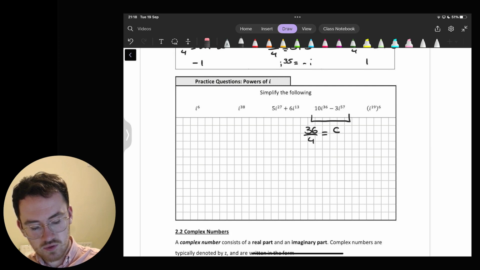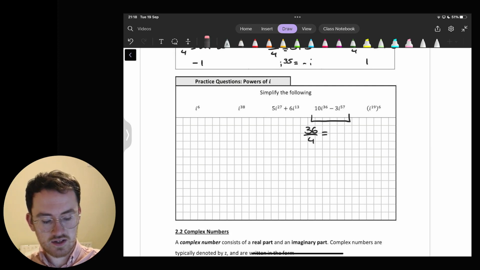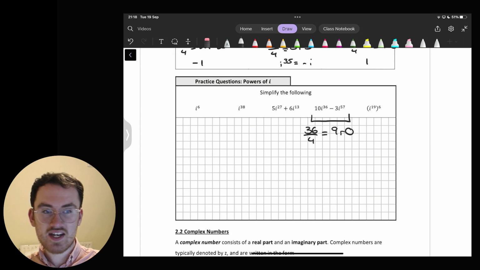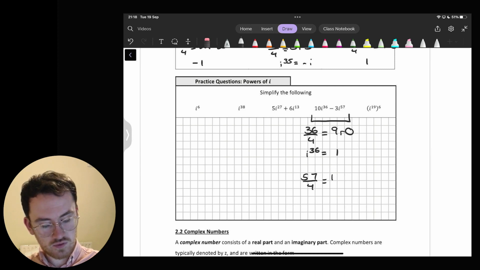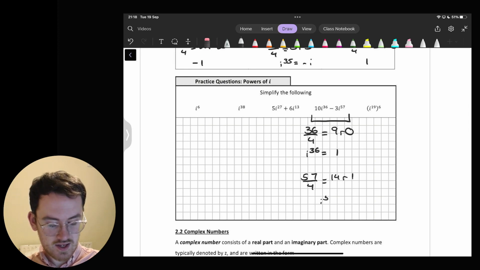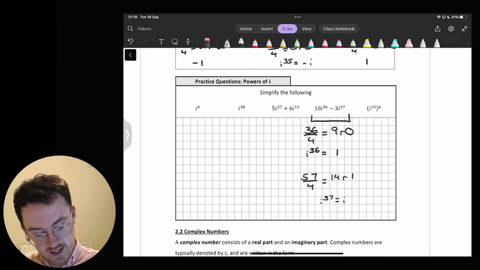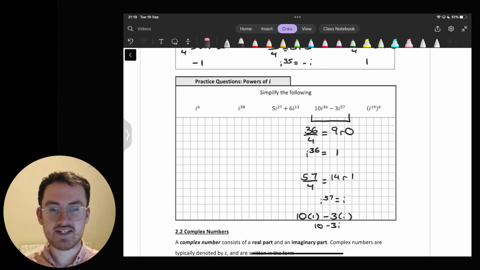36 divided by 4 is 9, remainder 0, I should say. So it divides in nice and evenly, which means i to the power of 36 is just going to be 1. 57 divided by 4 is going to give me a value of 14, remainder 1, which means I'm going to have i. So i to the power of 57 is i. So I get 10 by 1 minus 3 times i, which is 10 minus 3i when we simplify it down.